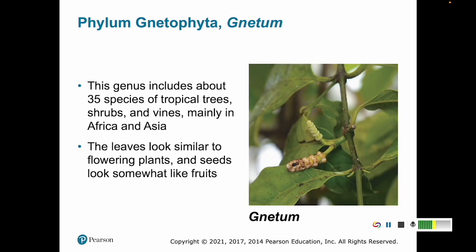Gnetum, the gnetums, have about 35 species. These are tropical trees, shrubs, and vines. They are mainly found in Africa and Asia. And their leaves look similar to flowering plants, and the seeds look kind of like a fruit.